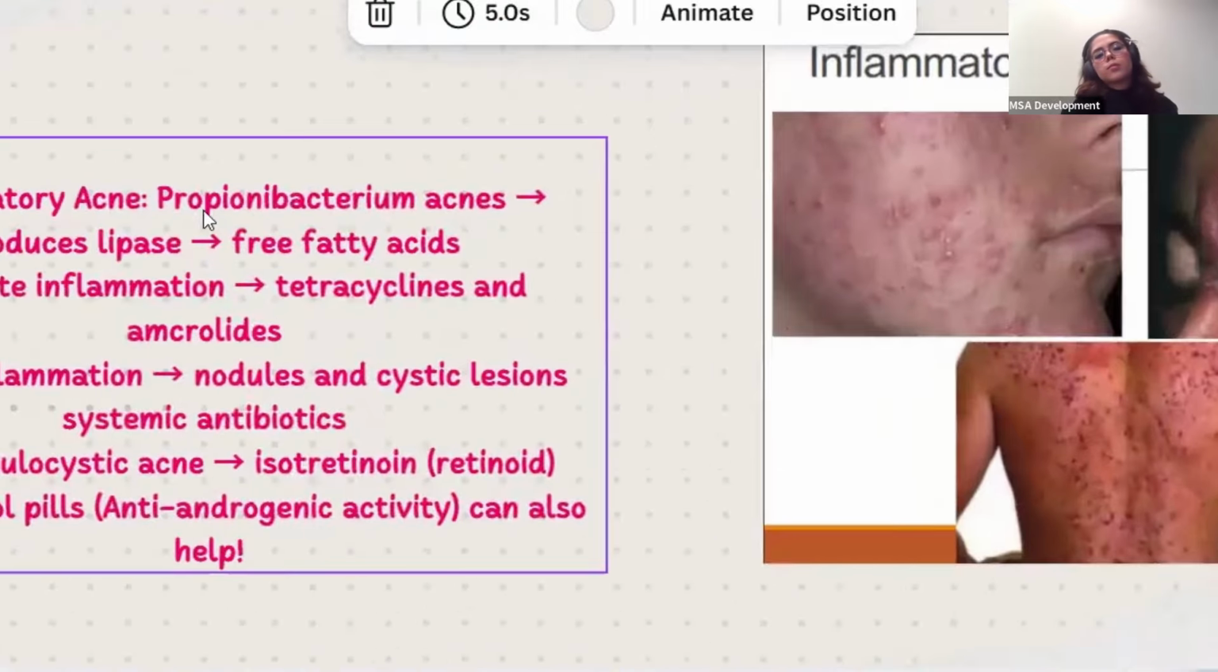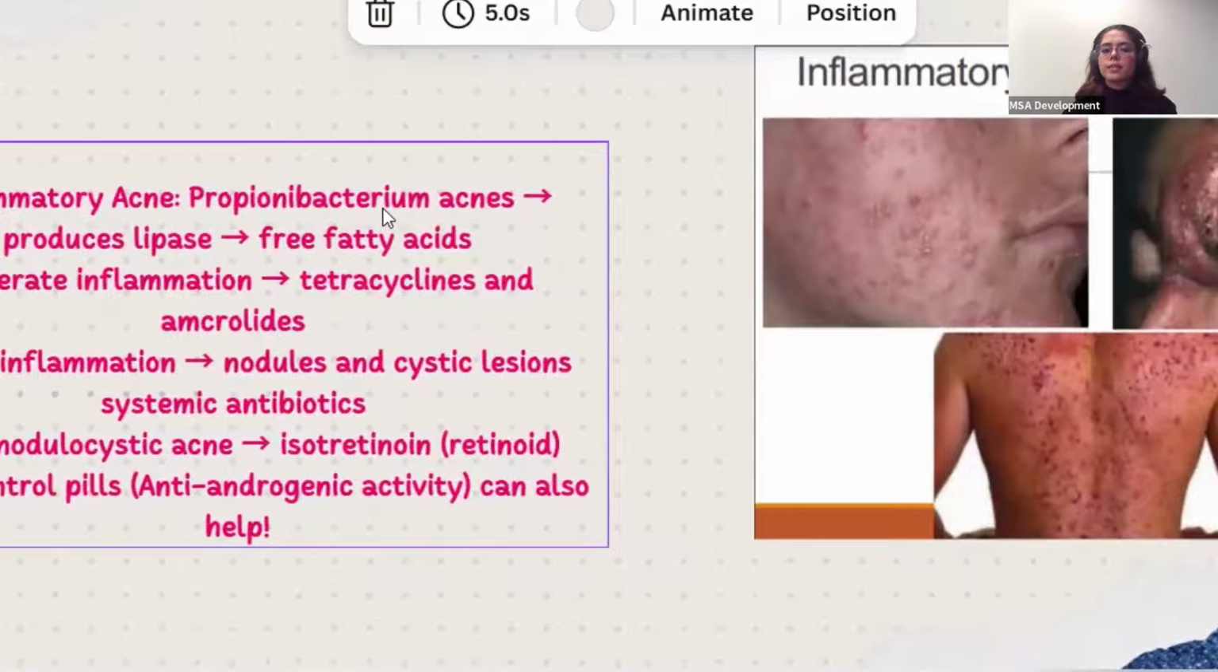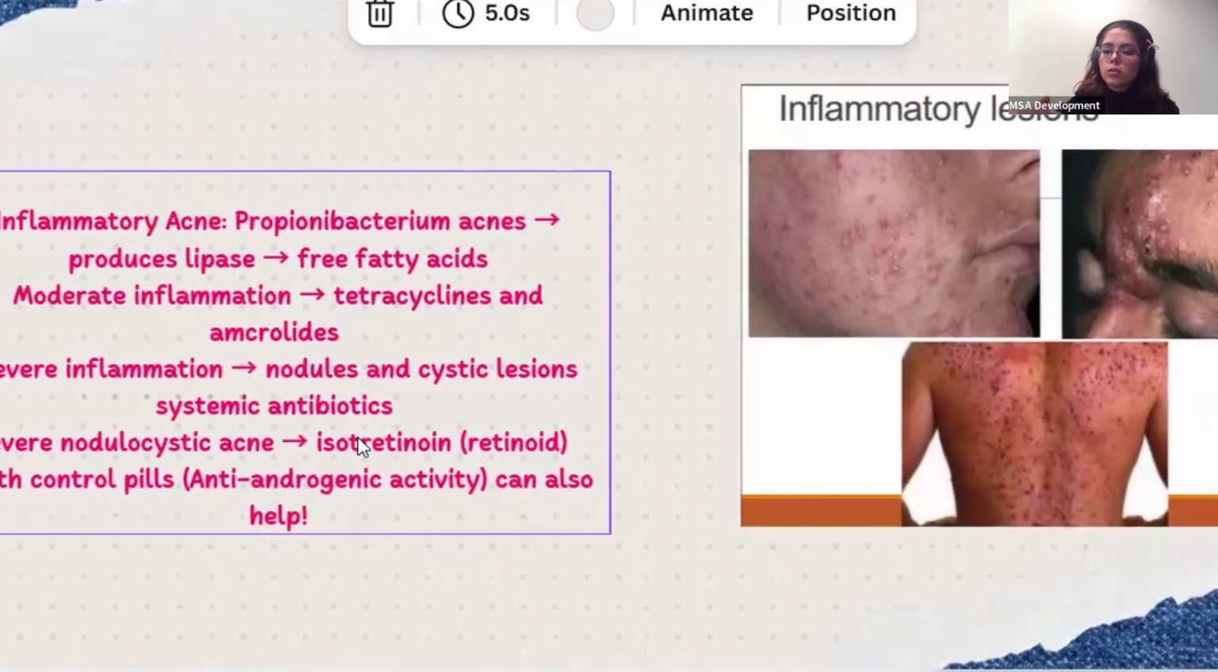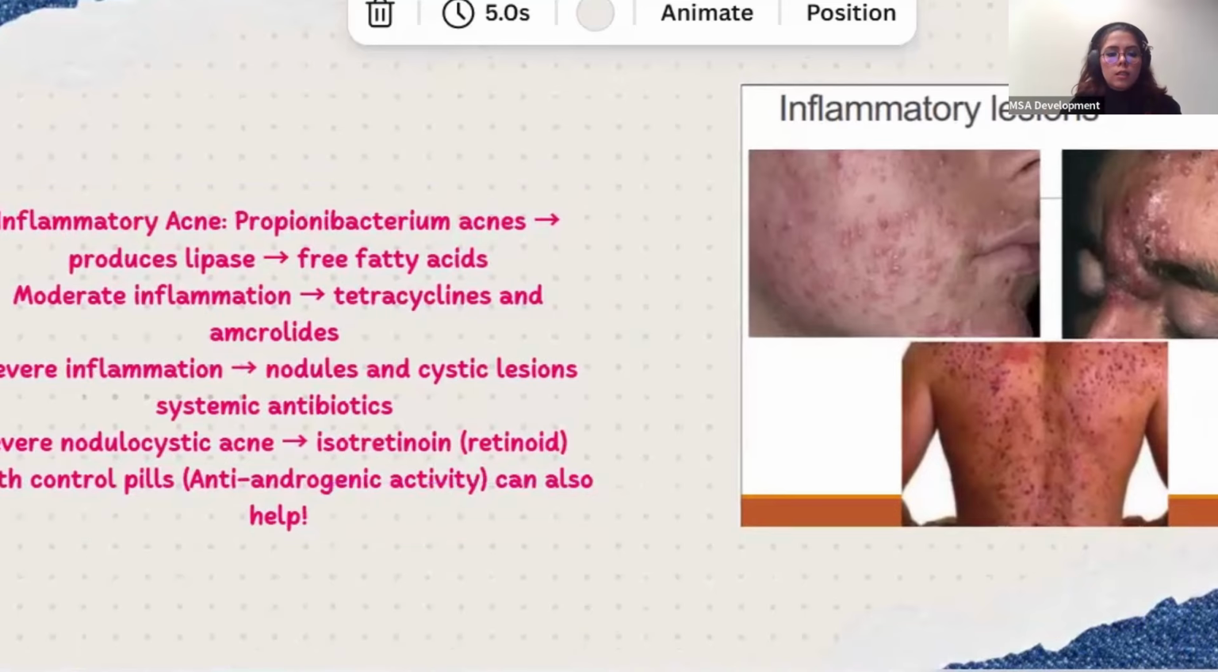Inflammatory acne is because of Propionibacterium acnes. It's one of the microbiota. It just gets too excited, produces lipase, there are free fatty acids, and it causes inflammation. The skin's like, okay, what is going on? With moderate inflammation, you give tetracyclines or macrolides. With severe inflammation, nodules, and cystic lesions, systemic antibiotics. And in severe acne, you give isotretinoin. Or birth control pills.